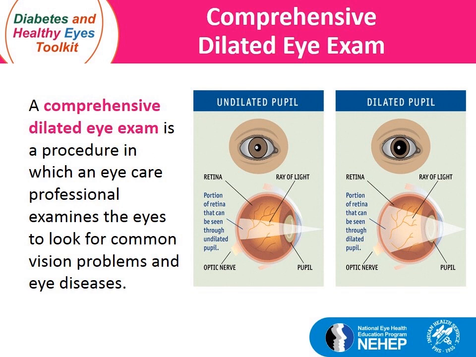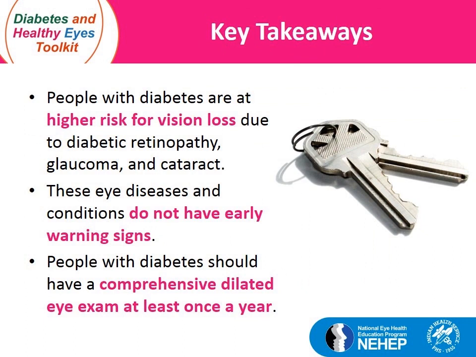He or she will use a special magnifying lens to look for signs of diabetic retinopathy, cataract, and glaucoma, and other vision problems. And after the exam, close-up vision may remain blurry for a little while, but their vision will return to normal. So that's a really brief overview of how diabetes affects the eye and how comprehensive dilated eye exams can help protect and maintain vision.